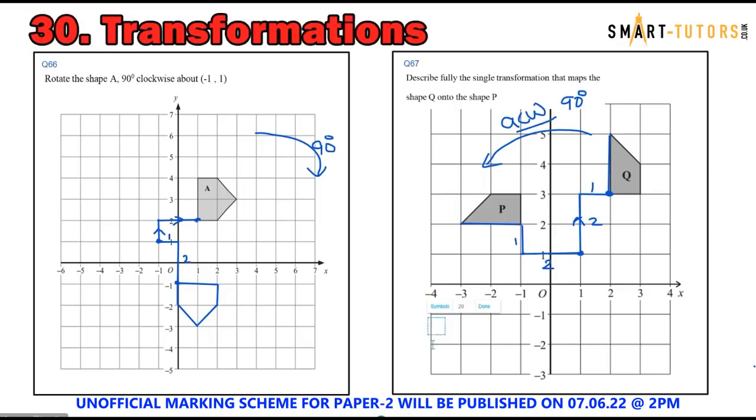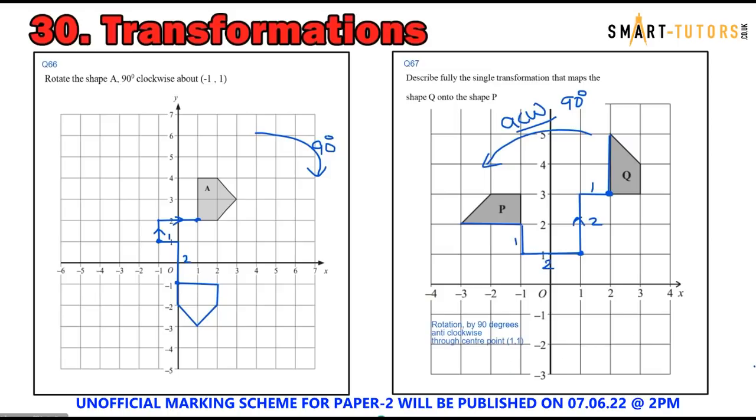You need to spell that out, how to write that one. You need to write rotation by 90 degrees anti-clockwise through center point 1, 1. So these are the 3 pieces of information you need to give when it comes to rotation: angle of rotation, direction of rotation, and the center point.